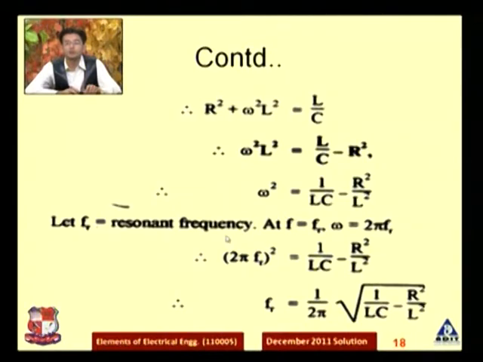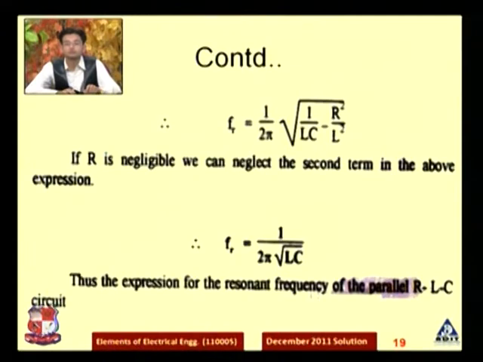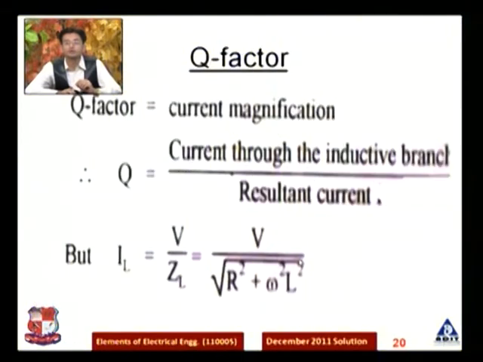Now what can you do? You can put this 2 pi over here and this LC under root. So FR is equal to 1 upon 2 pi under root of 1 upon LC minus R square divided by L square. Simplifying it again, if your R is negligible, then neglecting the second term, let's say your internal resistance is very small, and it is a minus sign, so it will have a small effect on the value. So generally the equation of the resonant frequency is Fr is equal to 1 upon 2 pi under root LC.